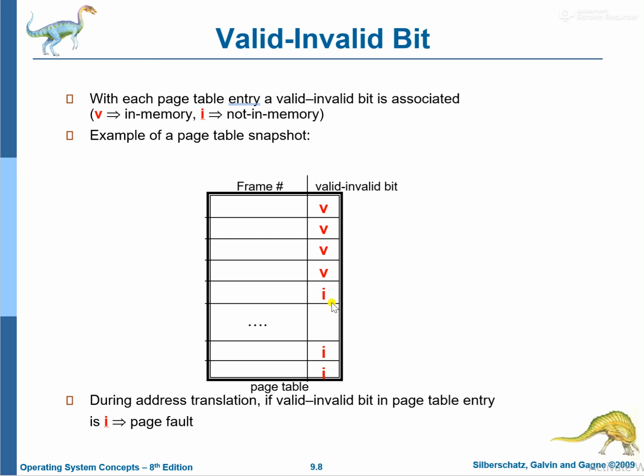Like in the previous chapter, this valid-invalid bit is interpreted in a different way. Valid means this page belongs to the memory space of this process, and invalid means this page does not belong to the logical memory space of this process.